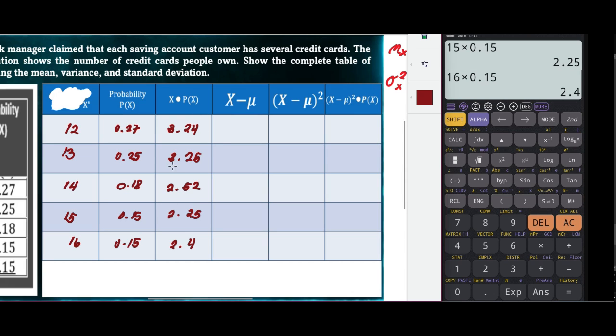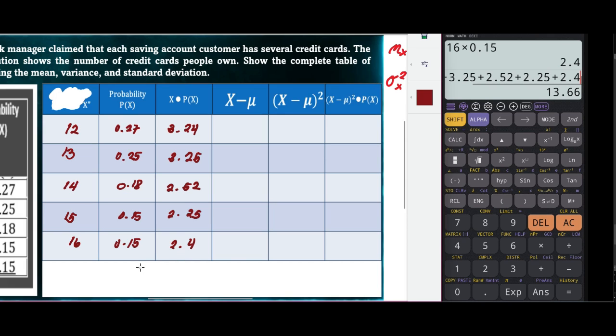So, pagkatapos natin kunin yung mga products ng ating random variable to its corresponding probability, all we have to do is to get the sum of all the products, no? I-add lang natin ito. Yan, 3.24 plus 3.25 plus 2.52 plus 2.25 plus 2.4, no? So, the answer will be 13 point.